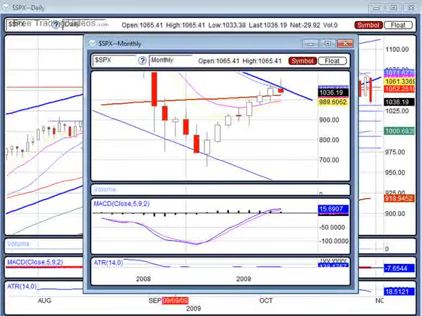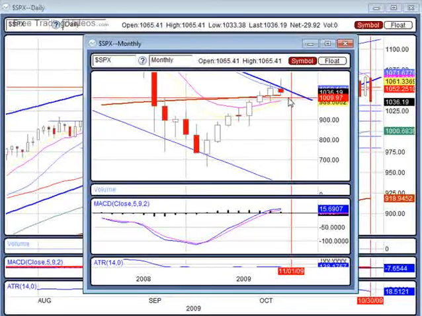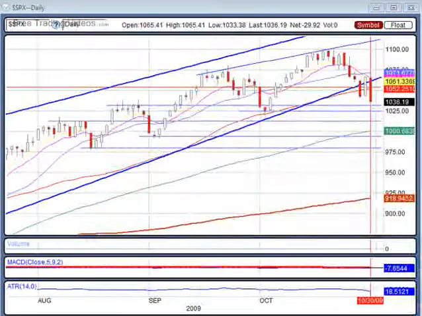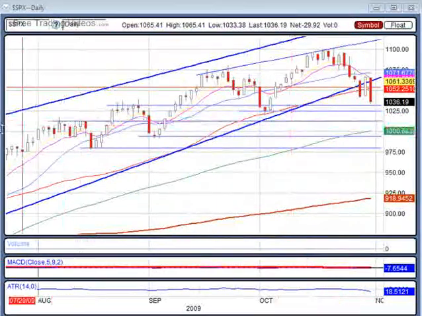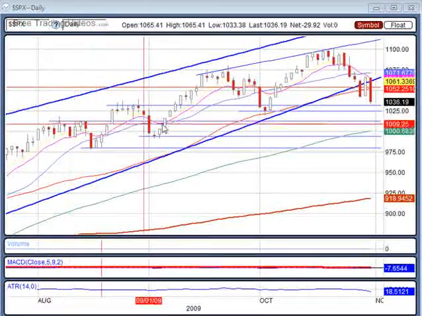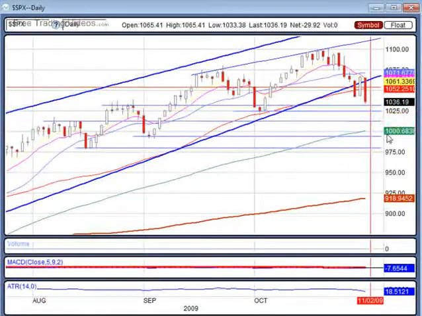What we're looking for here is any sort of drop below for the next month. If we can get below that 1012 mark, and we were seeing that 1012 right here, wow. If we can get below this 1012 mark on the S&P in November, which I think will be easily done, we're in heaps of trouble.